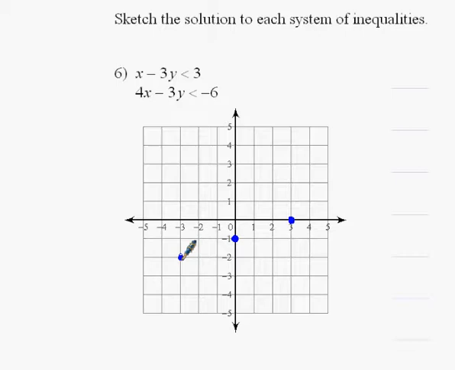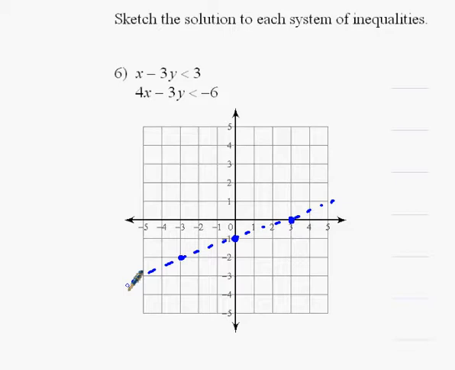And what kind of line do I need? Well, it doesn't say or equal to. It just says less than. Now, equal to would have a solid line, but it doesn't say equal to, so we'll do a dashed line. And some of you remember my little saying, if it takes more ink to make the sign, then it takes more ink to make the line. Okay? So that one's dashed.